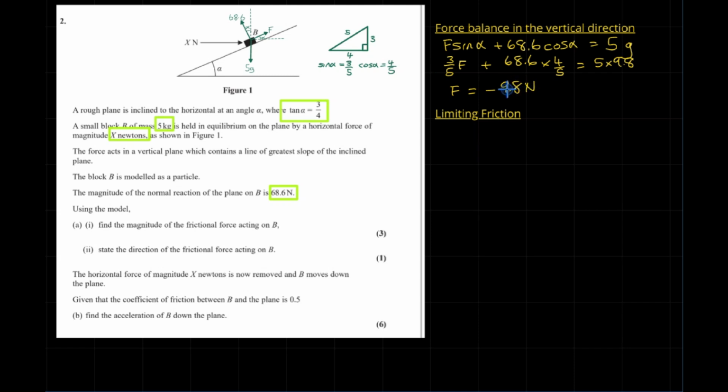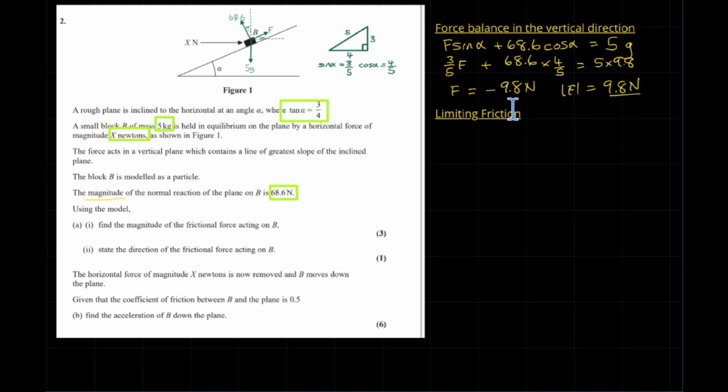Now, the question is asking for the magnitude. Okay, well, the magnitude simply means the overall size of the object, so I'm going to write the magnitude of F is equal to 9.8 newtons.